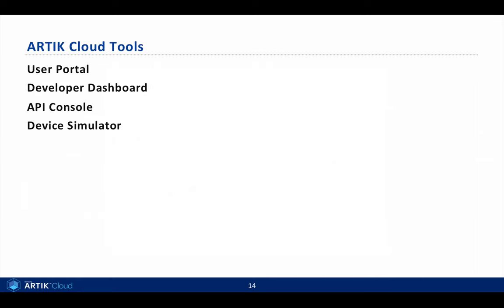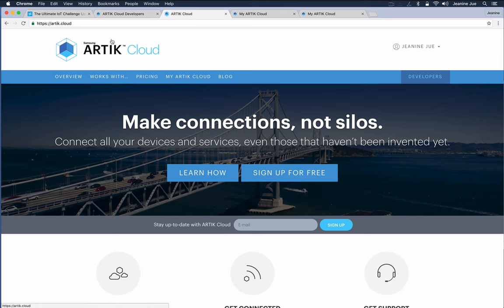So let's go through some of our cloud tools. I'd like to give you an overview of our user portal, an overview of our developer dashboard, the API console, as well as the device simulator. So here is our user portal, artik.cloud. Here, I've already set up an account, and please keep in mind that your account can be used on ARTIK Cloud as well as developer.artik.cloud. So I go to My ARTIK Cloud.